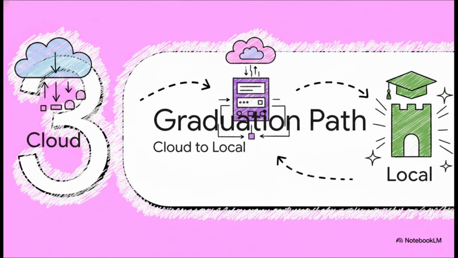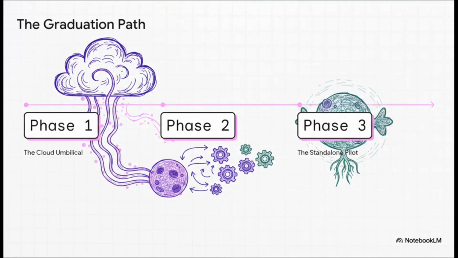Section 3, the three-phase graduation path. You can kind of frame this whole process as nurturing a biological organism. You don't just start off fully independent. You start with phase 1, the cloud umbilical, where you lean on massive external resources. Then you move into phase 2, distilling that broad knowledge down into localized reflexes.